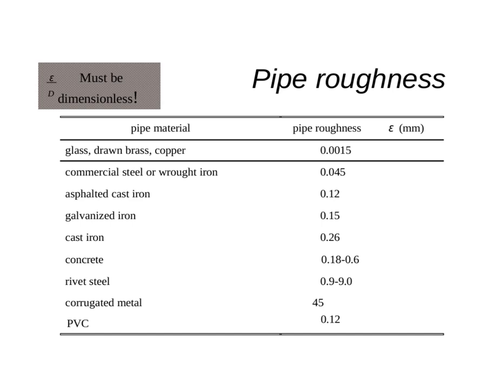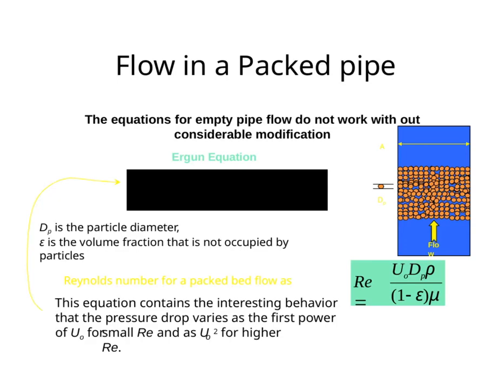Understanding this helps us predict how fluids flow through pipes, which is crucial for engineering and design. When we're dealing with flow through an empty pipe, the usual equations just don't cut it without some serious tweaks. But once we introduce particles, like in a packed bed, the behavior changes. The Ergun equation helps us understand this.